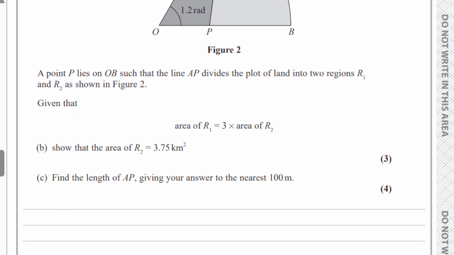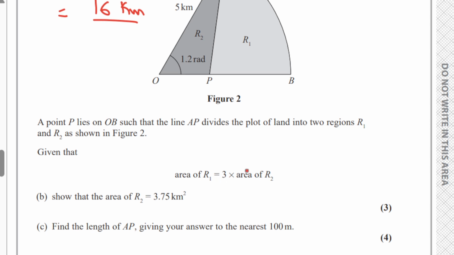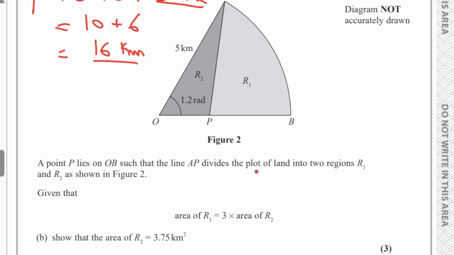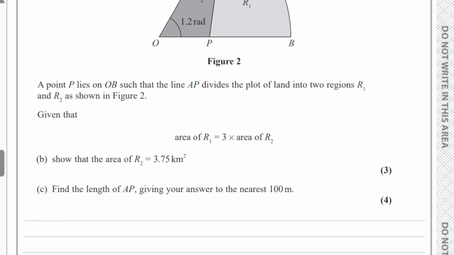A point P lies on OB such that the line AB divides the plot into 2 regions, R1 and R2. So that's R1, that's R2. Area of R1 is equal to 3 times the area of R2. Show that the area of R2 is 3.75.